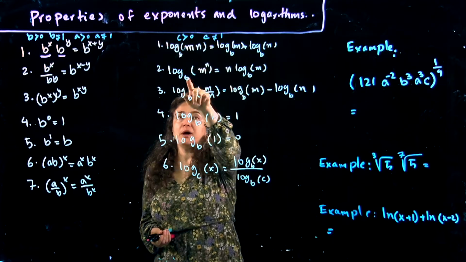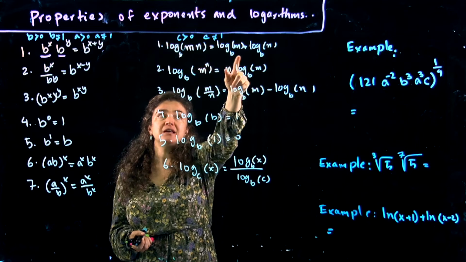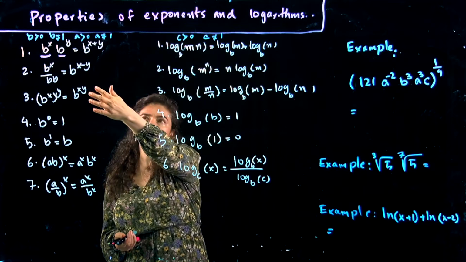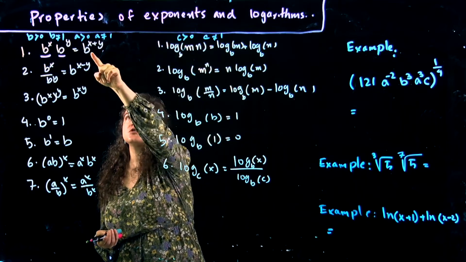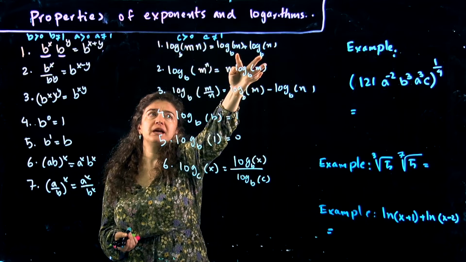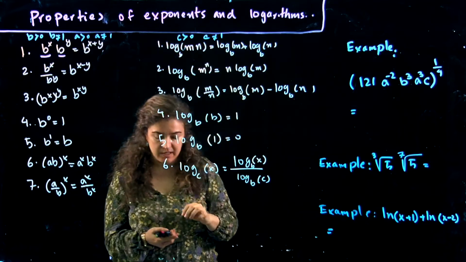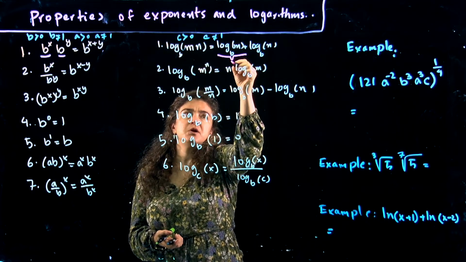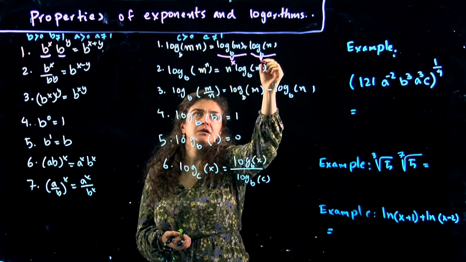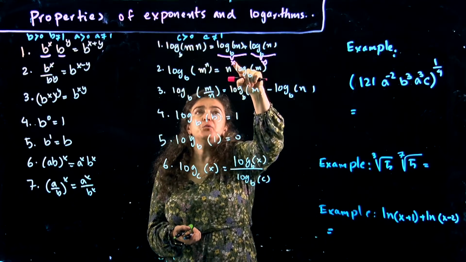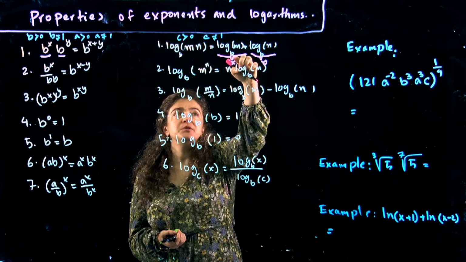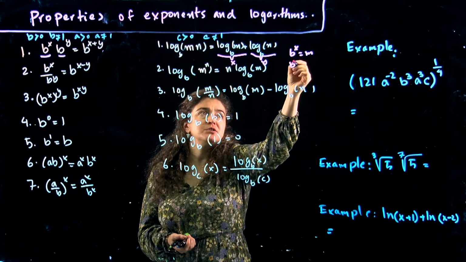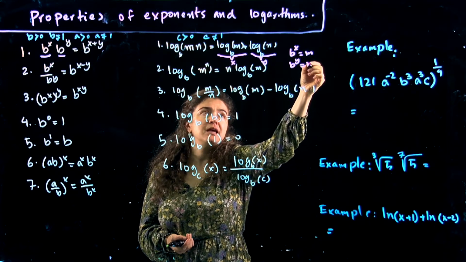Okay, rule number 1: log base b of m times n is log base b of m plus log base b of n. How does this relate to this side? It looks like a plus over here should give a plus over here. But what's happening on this side? First of all, let's call this x and this y. What is x? x is a number such that b to the power x is equal to m, and y is a number such that b to the power y is n.